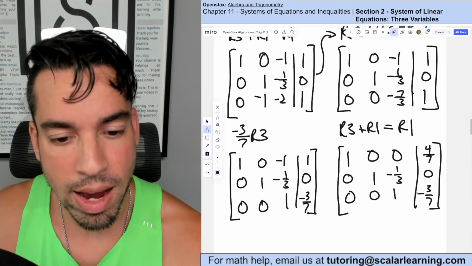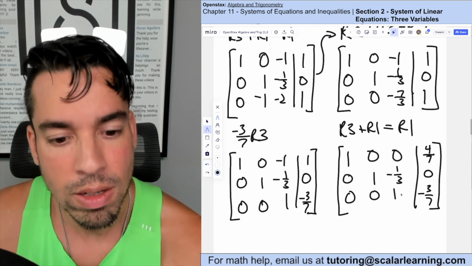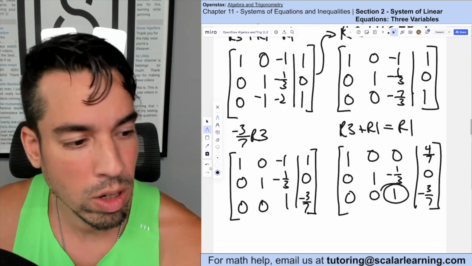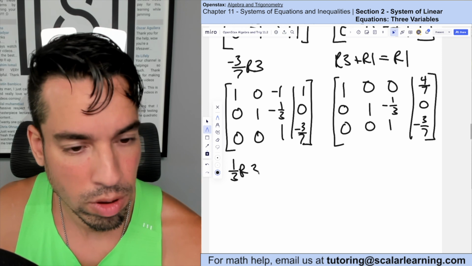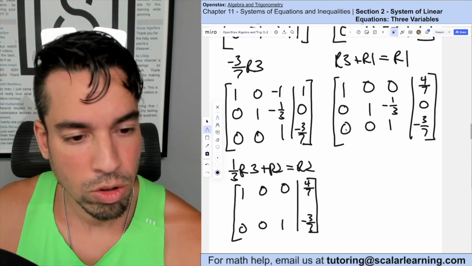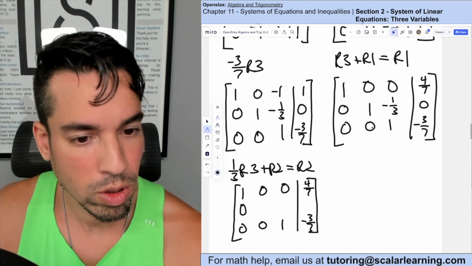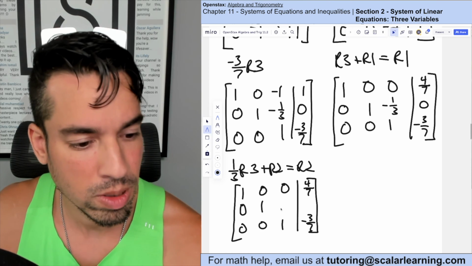So now we solve for x and for z. We need to solve for y, so we've got to zero this out. The way I'm going to do it is I'm going to multiply the third row by 1/3 and add it to the second row. Let's write it out. 1/3 times row 3 plus row 2 to give us a new row 2. Here we go. So 1/3 times 0 plus 0 is 0. 1/3 times 0 plus 1 is 1. 1/3 times 1 is 1/3. 1/3 plus negative 1/3 is 0.